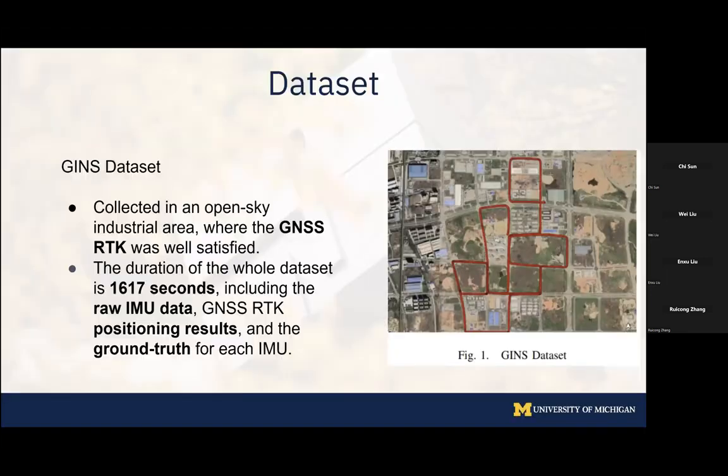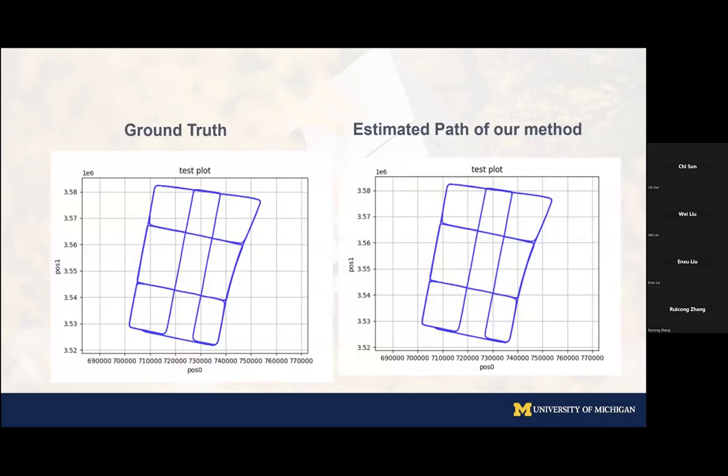Next, I'll talk about our experiments and results. We use an existing dataset for the experiments, which is provided by the I2NAV group of Wuhan University. The dataset consists of GNSS, RTK, and IMU data from an open sky industrial area, and a ground truth dataset, sufficient for our testing. As a result of the estimation, we clearly see that the algorithm can correctly predict the general tendency of the data. A comparison of the ground truth and estimation using our algorithm is given, and no obvious difference is observed.